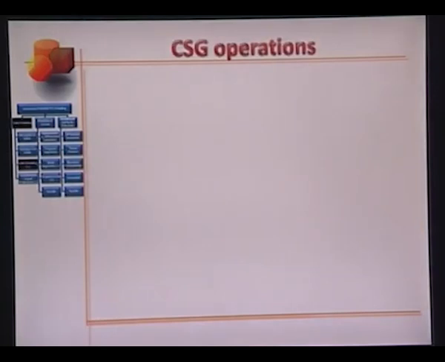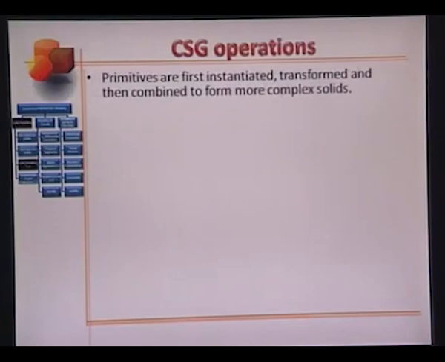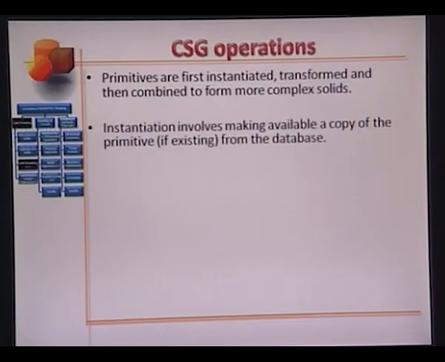Let's talk about constructive solid geometry operations. Step 1. Primitives are first instantiated, which means copied, and then transformed, and then combined to form more complex solids. Instantiation involves making available a copy of the primitive from the database. I'll explain this step to you later.